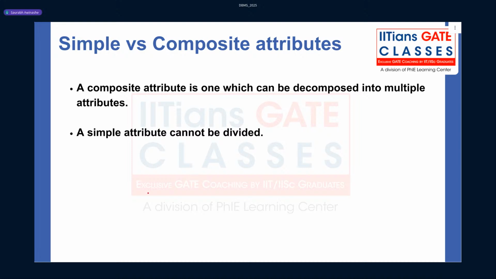Okay. So the first one is simple versus composite attributes. As the name suggests, a composite attribute is one which can be decomposed into multiple attributes. Similarly, a simple attribute is something that cannot be decomposed or cannot be divided into other attributes.